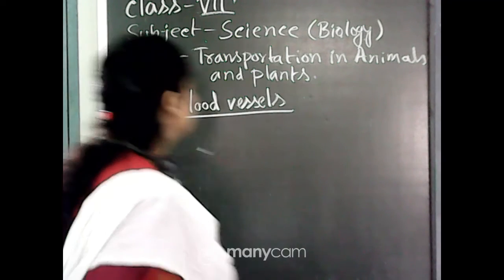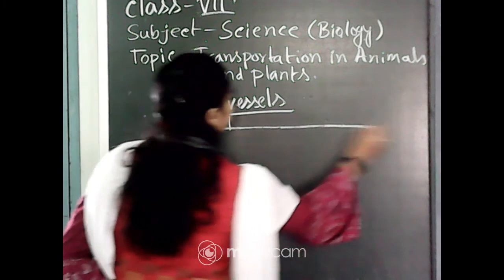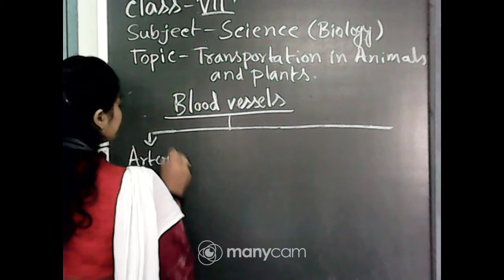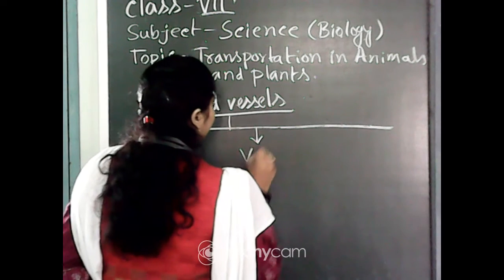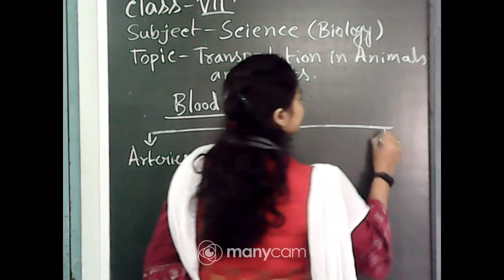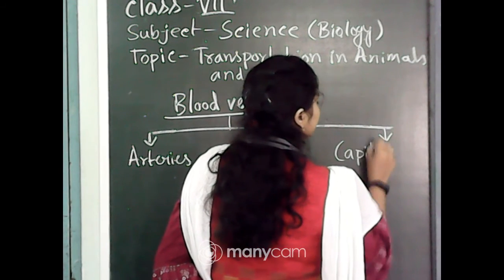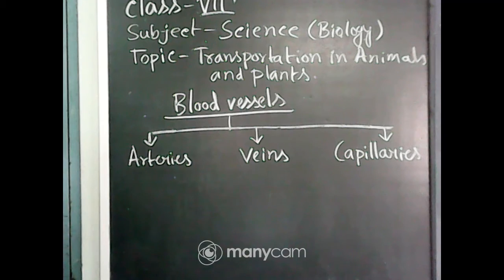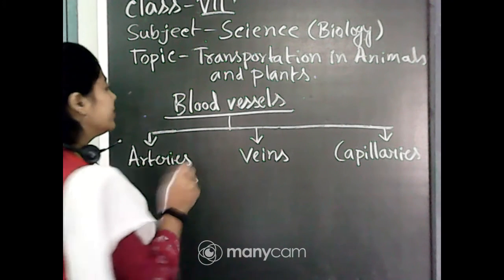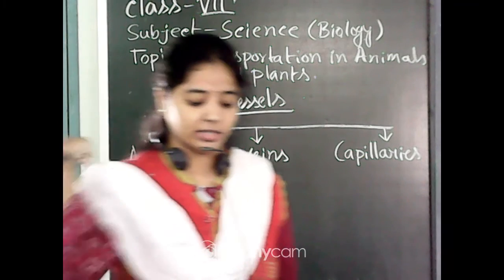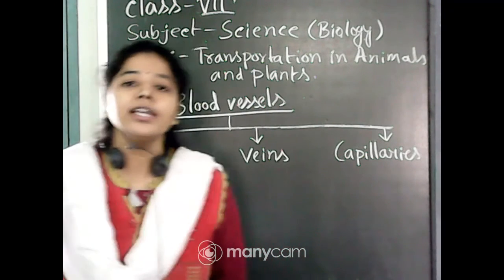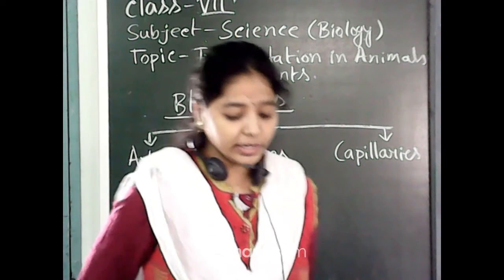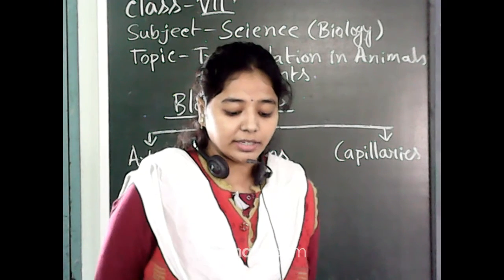What are those three major types of blood vessels that I want to write? First is arteries, next veins, next capillaries. Arteries, veins and capillaries. These three types of blood vessels are present in the circulatory system. Now I will describe each of these blood vessels in more detail.